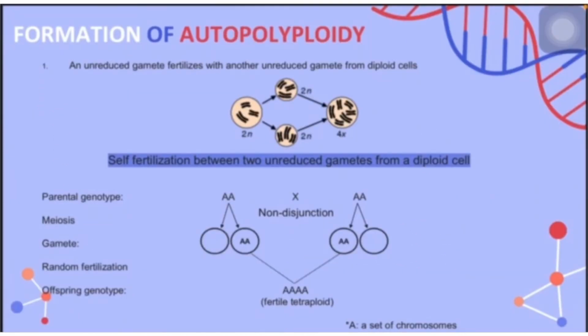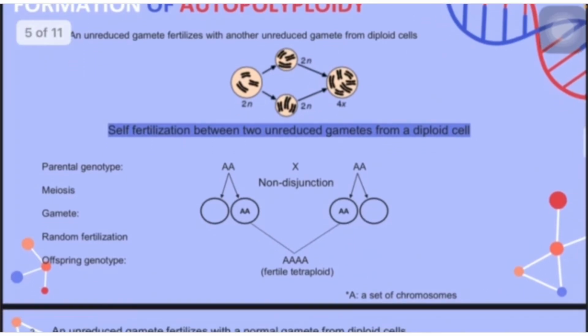Next is the formation of autopolyploidy. There are three types of formation of autopolyploidy. The first one is an unreduced gamete fertilized with another unreduced gamete from diploid cells, which means a diploid cell will fertilize with a diploid cell, or we call it self-fertilization between two unreduced gametes from a diploid cell. We can see how it works from this diagram, and it will produce a fertile tetraploid offspring genotype.